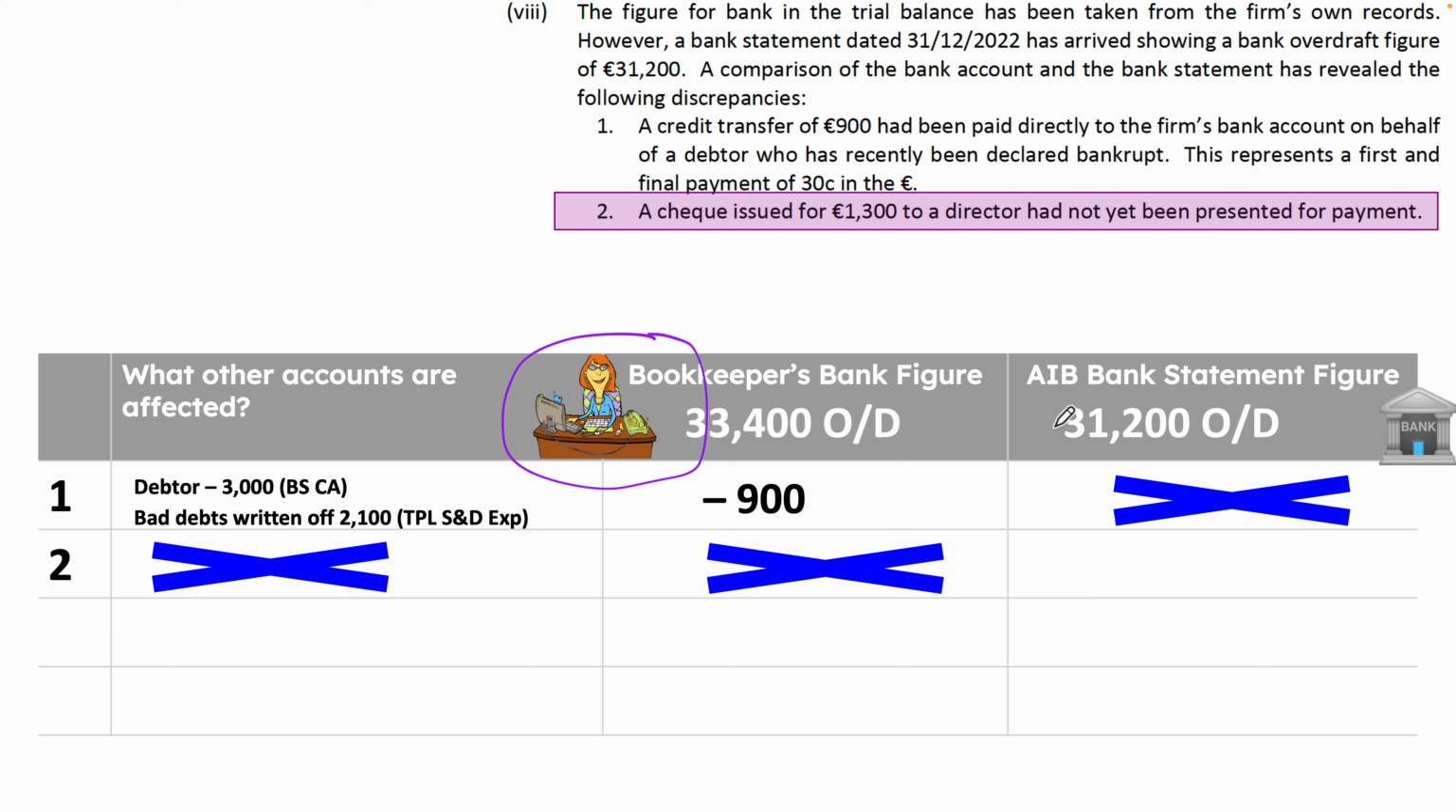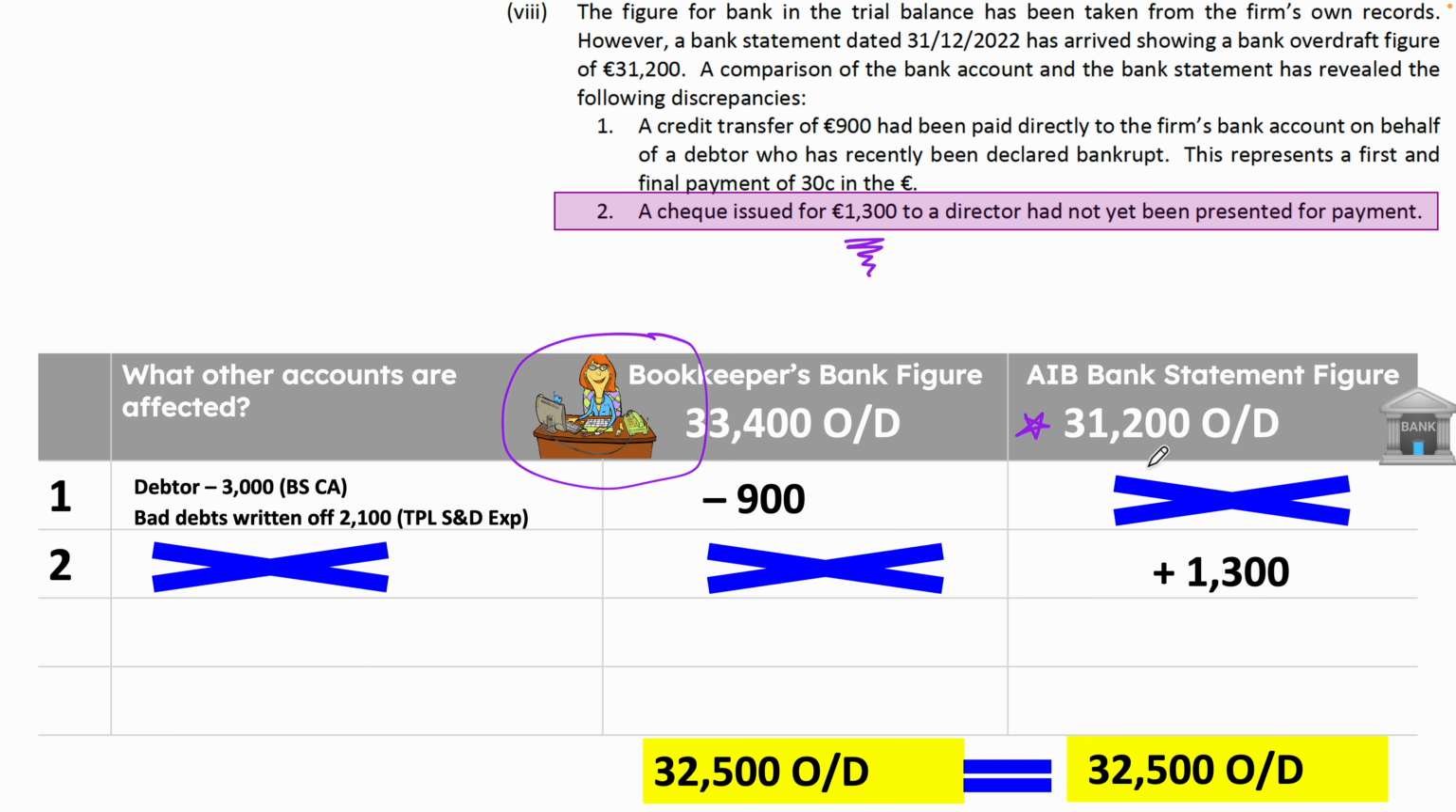But when the director goes into AIB and tries to cash the 1,300 cheque, it will increase the overdraft by 1,300. So we are going to have then 32,500 overdraft on both of these sides. So we know that we are correct with the bank figure when we get the same bookkeeper's bank figure and the same AIB bank statement figure. So that is how we do the bank adjustment.